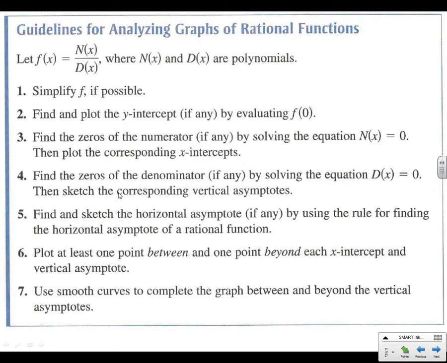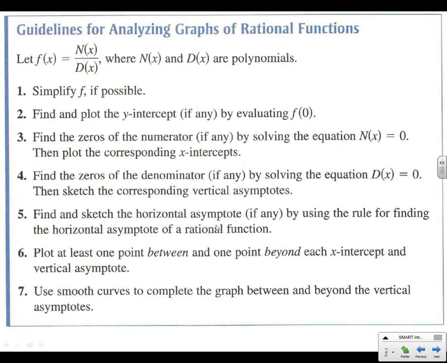All right, so here are the steps for analyzing all the graphs for rational functions we're going to come to. It's not as bad as it looks. Simplify if possible. Of course, we're going to do that, top and bottom. We're going to find the y-intercept. The y-intercept's easy because we just plug in 0 for x. We're going to find the zeros of the numerator and the denominator. The zeros of the numerator give us our x-intercepts. The denominator gives us asymptotes.